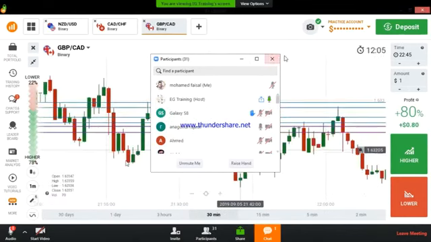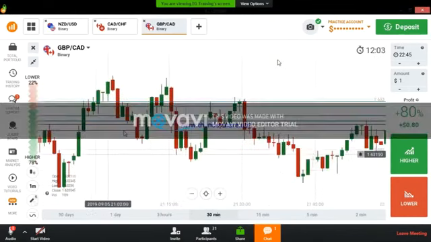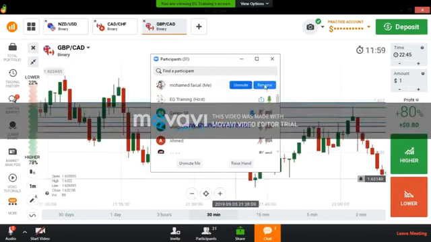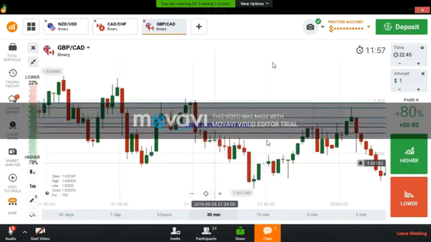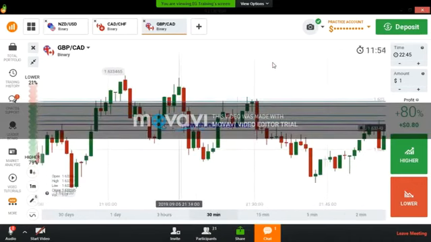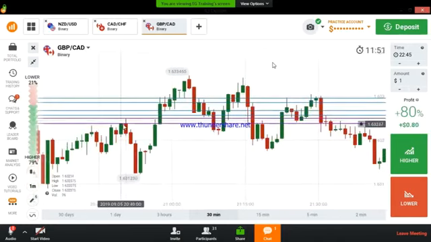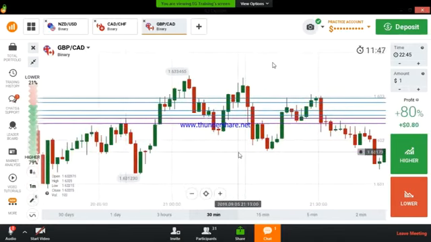If you draw these closing points, it will cover the wicks also, right? I have drawn this closing point, and I have drawn this closing point, right? And it covered this entire level. It covered this wick also. We don't need to draw specifically a wick. If you draw the closing points, it will cover the wicks also.